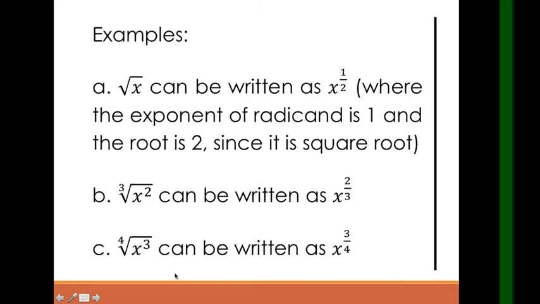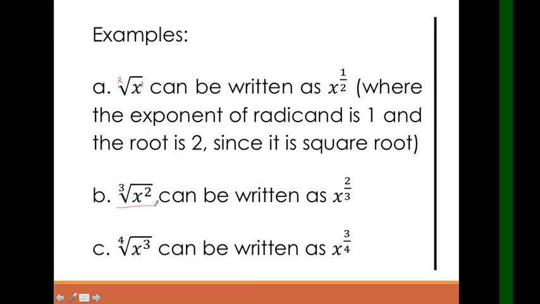For example, the square root of x can be written as x raised to 1 half, where the exponent of the radicand is 1 and the root is 2, since it is a square root. How did it become 1 half? When it is a square root, it means the index is 2, and the exponent of x is 1. I said earlier that the exponent is the numerator and the index is the denominator. That's why we have x raised to 1 half.